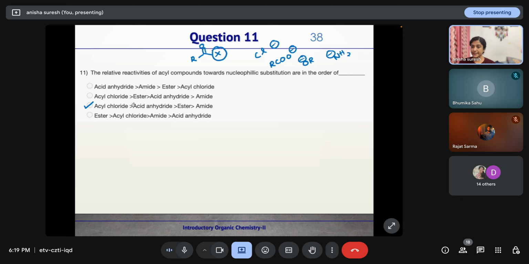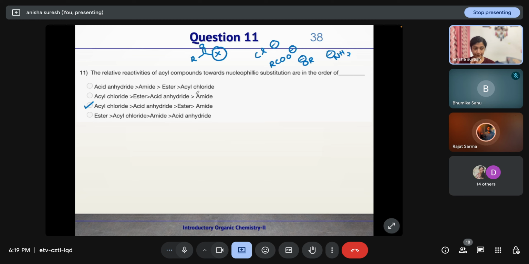So in the case of acid chloride, the Cl minus that will be leaving is more stabilized. Because of that, it will be more reactive compared to the others. And in the case of amide, NH2 minus is the leaving group. It will be a less stabilized anion, and because of that, this amide will be the least reactive.